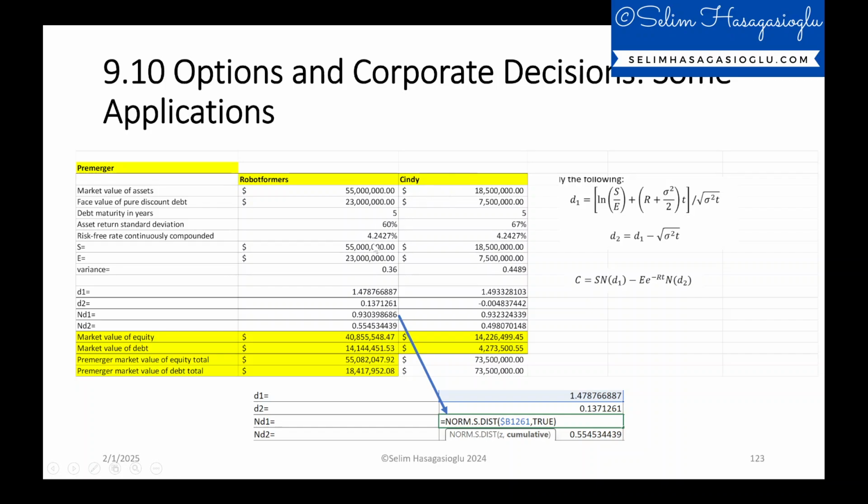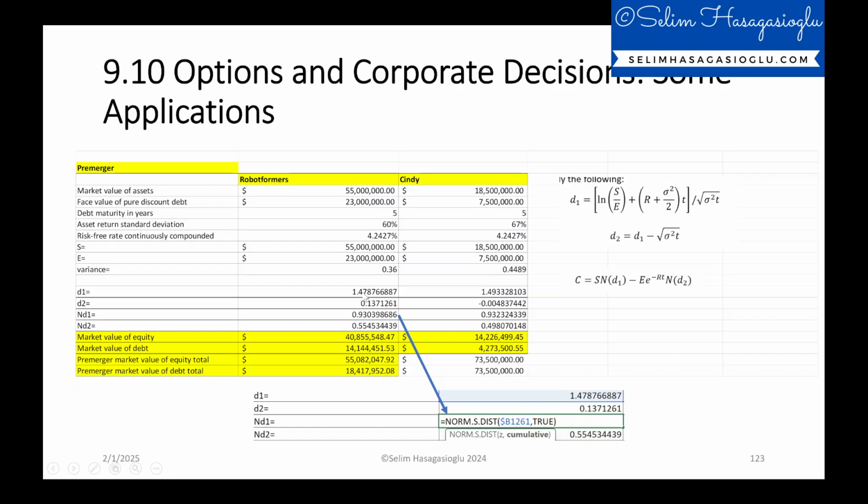So now we can actually calculate the market value of equity for both companies by using Black-Scholes. Here my S, the stock price or the underlying asset to value the call option, will be the market value of assets for each firm respectively. And E, the exercise price, will be the face value of pure discount debt for each firm. And variance: remember, we had the standard deviation values. In order to calculate the variance, you need to take the square of these standard deviation values so that you will end up having these variance values for both firms.